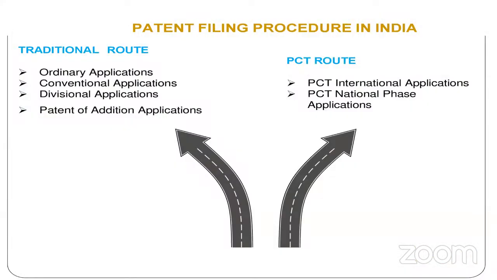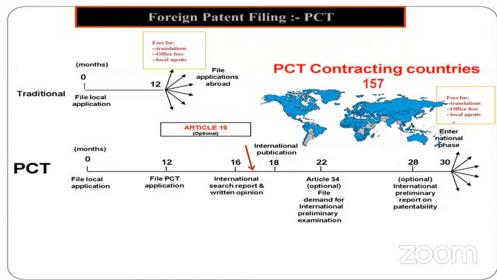So when we file a patent application, there are two routes. One is the PCT route, the second is the traditional route. Traditional route means the ordinary application, convention application, divisional application, or patent of addition application. In the PCT route, we file the PCT international application, the PCT national phase application, and the direct application. So this is the framework of PCT filing in a foreign jurisdiction.